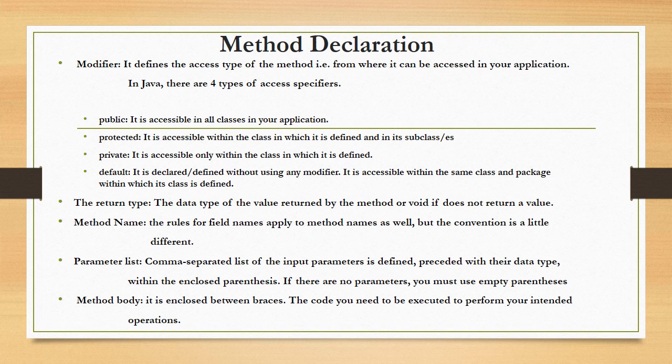Then the return type. You know that a method is capable of returning a single value, and if the method is not returning anything, then we declare it as the void data type. So it is the data type of the value returned by the method, or void if it does not return a value. Method name: any valid identifier name can be taken as the name of the method. Then the parameter list: whatever variables you take, we write them separated by commas, and whatever we want that method to perform, we write in the body of the method.